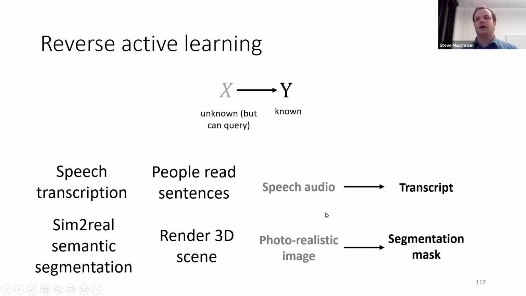Another example that I've worked on in the past year is sim-to-real semantic segmentation, where data is collected by rendering a 3D scene. The task is to go from a photorealistic image of, say, an indoor scene to a segmentation mask, say, which pixels correspond to chairs, which pixels correspond to tables, et cetera, to understand semantically what's going on in the image.